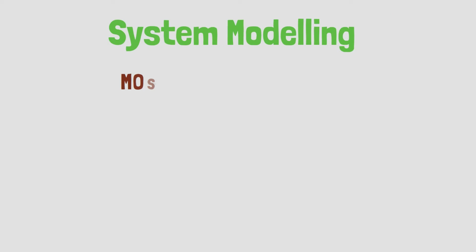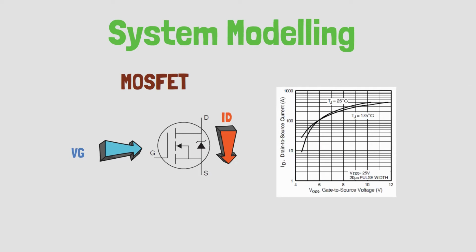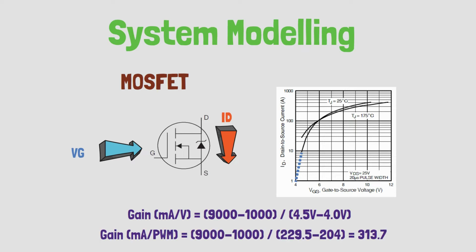The MOSFET can be thought of as a device that transfers the voltage from the gate to the current through the drain. The transfer function is simply a gain. But how much? We can deduce this value by using the relationship between the gate voltage and drain current from the datasheet of IRF3205. When the current is below 10 amperes, we can approximate the relationship to be linear, as this blue line shows. The slope of this line is the gain of the MOSFET, which is 9000 subtracted by 1000 and divided by 0.5 volts. If we switch the representation of the voltage to PWM value, we can acquire a gain value of 313.7.